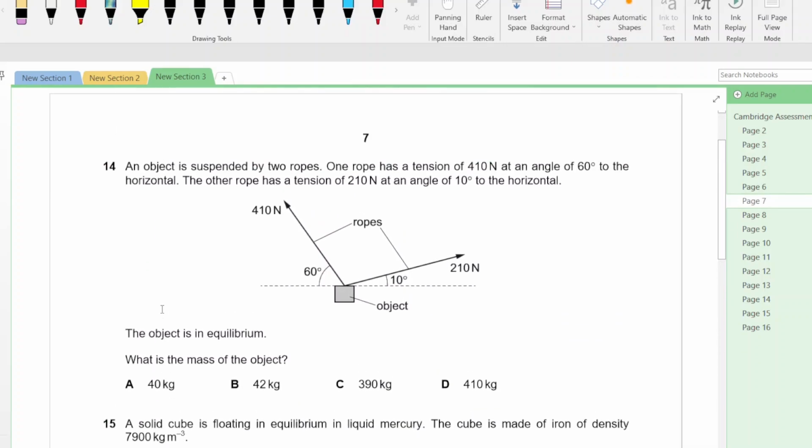Now question 14. An object is suspended by two ropes. One rope has tension 410 Newton at angle 60 degree to the horizontal. The other rope has a tension 210 at angle 10 degree to the horizontal. The object is in equilibrium.